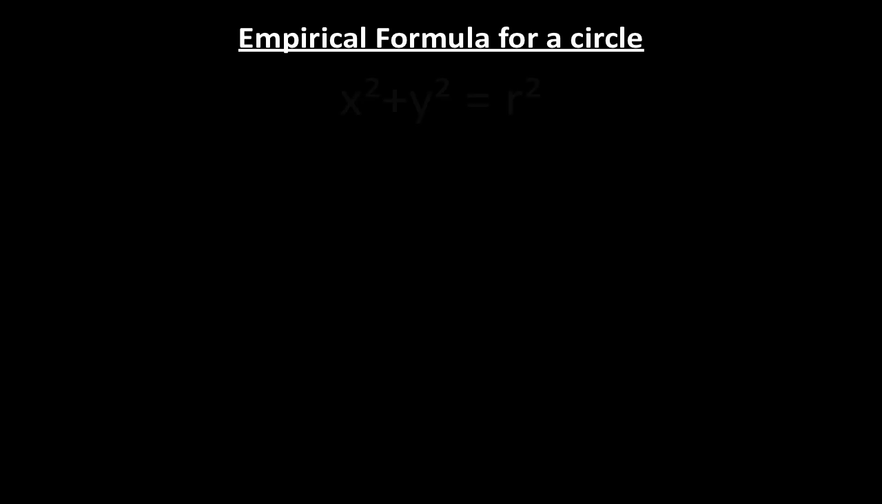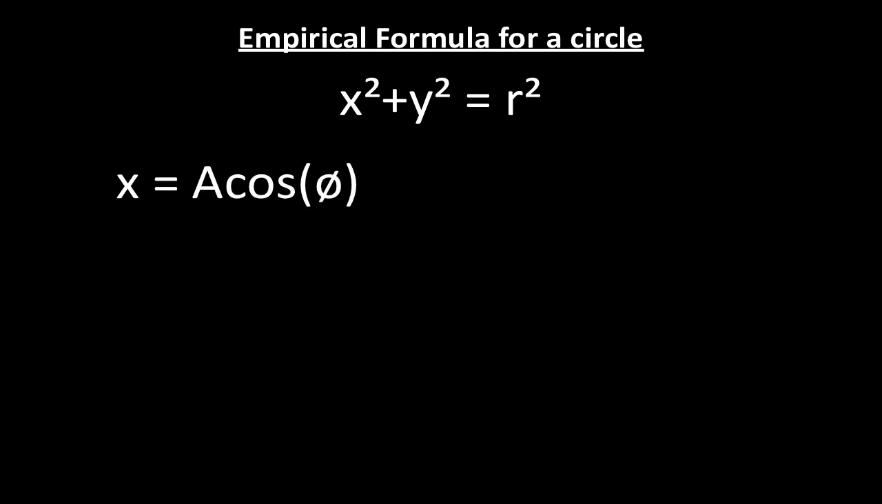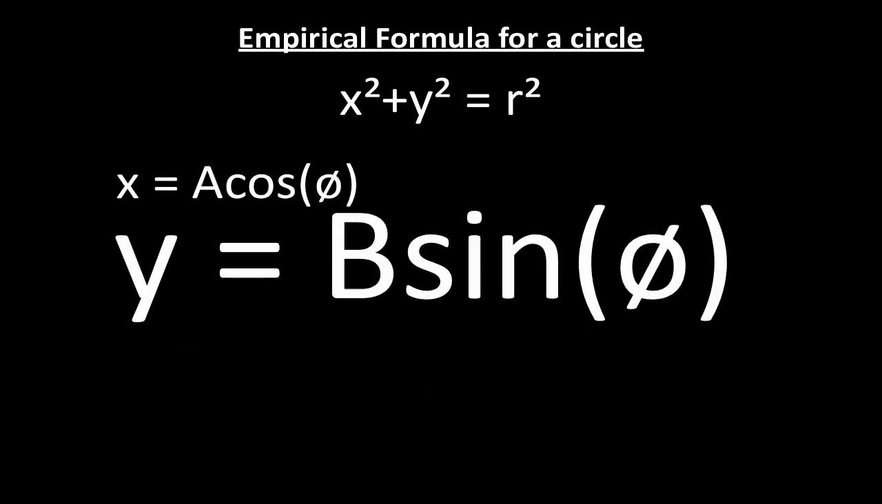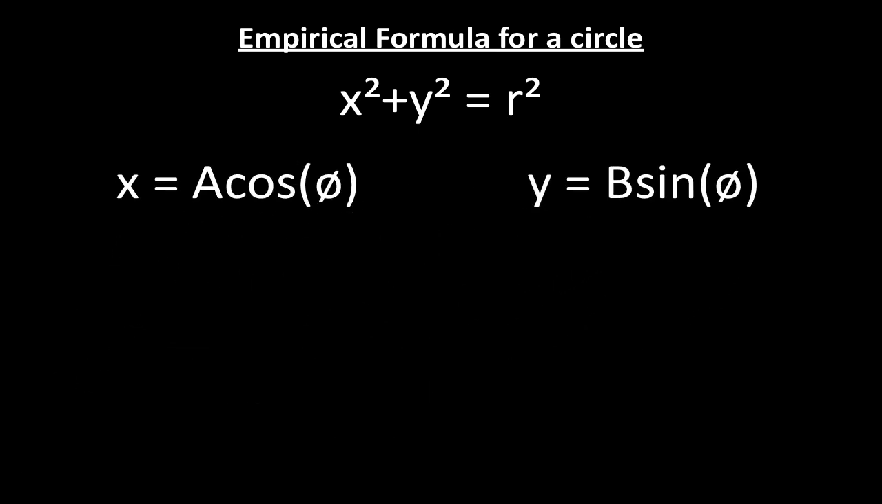command. To do this, we start with the formula for a circle. x squared plus y squared equals r squared. Sadly, however, this isn't that useful. We would prefer a formula which uses the radius r and the angle phi. So let's try and call x equals a cos phi and y equals b sin phi.